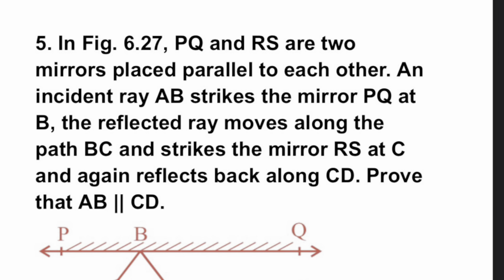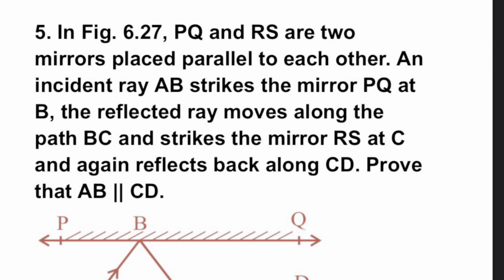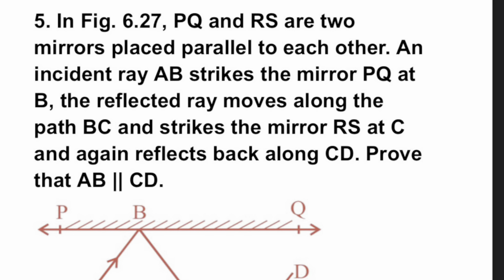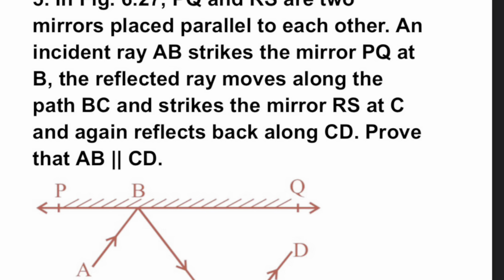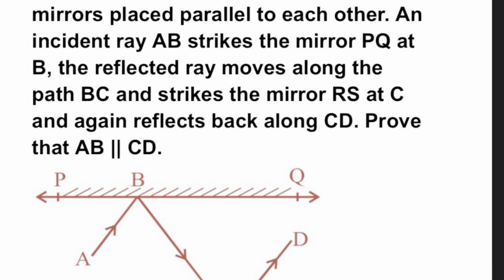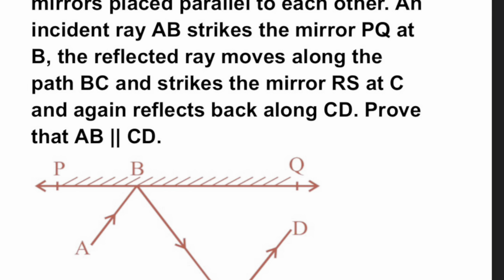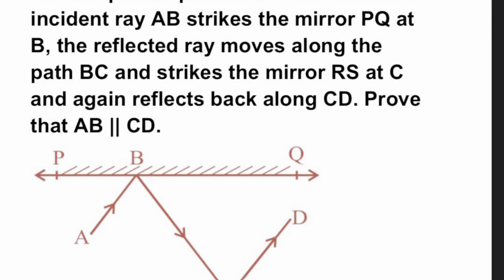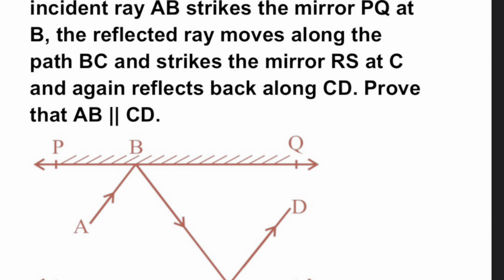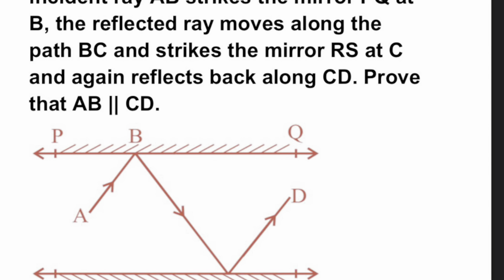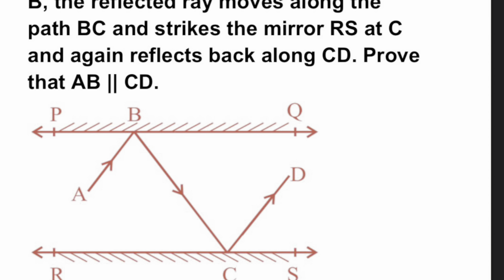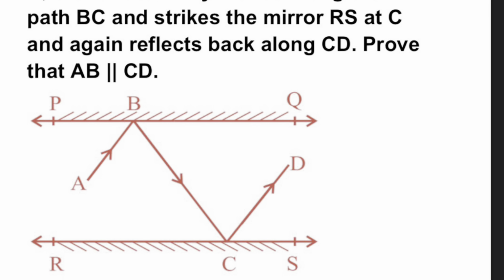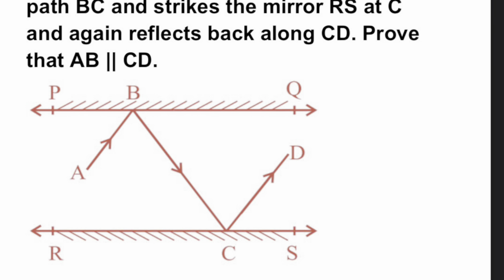Let's solve the last question now. Let's read the question first. In figure 6.27, PQ and RS are two mirrors placed parallel to each other. An incident ray AB strikes the mirror PQ at B. The reflected ray moves along the path BC and strikes the mirror RS at C, and again reflects back along CD. Prove that AB is parallel to CD.